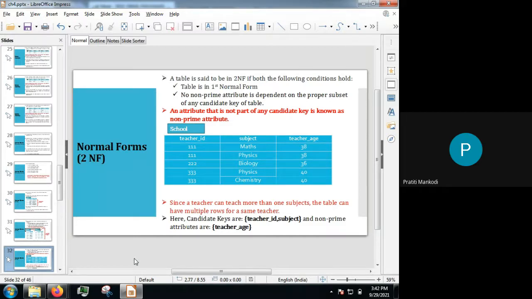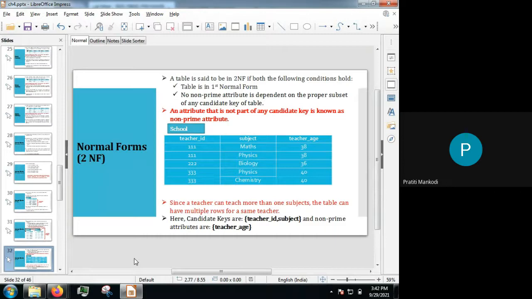What does your second NF say? The first condition is self-understandable. It should be in one NF. The second condition says that, let's say I have a table called A, with columns A, B, C, D. In this table, AB is a candidate key. So AB are my prime attributes, CD are my non-prime attributes.